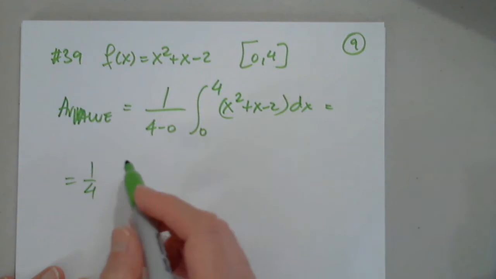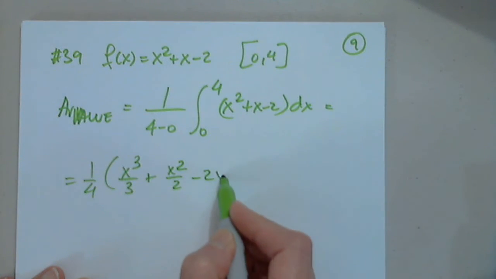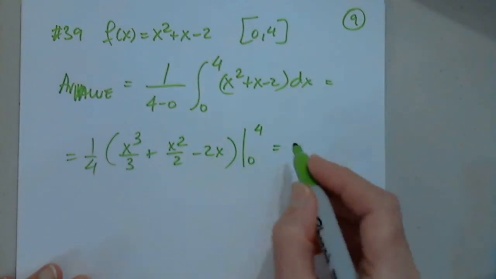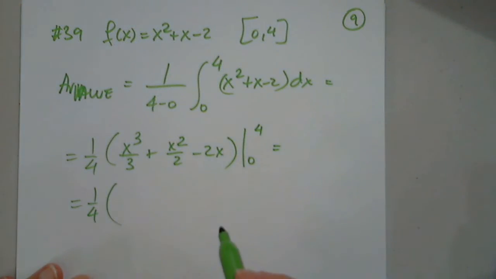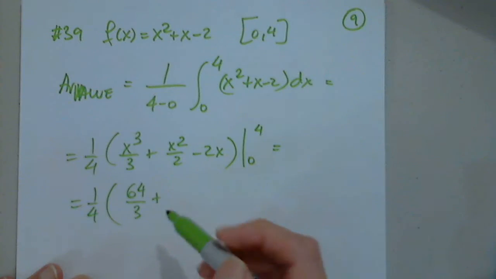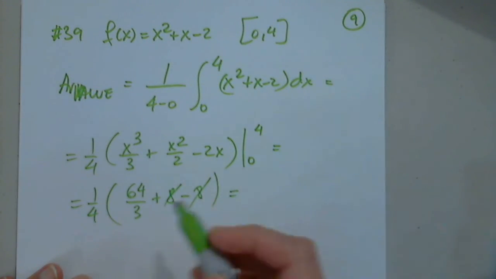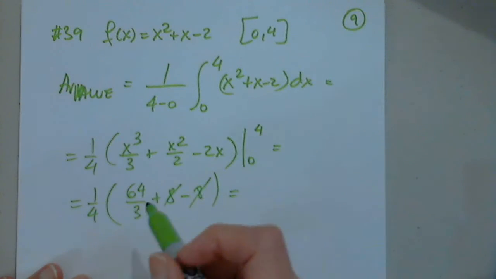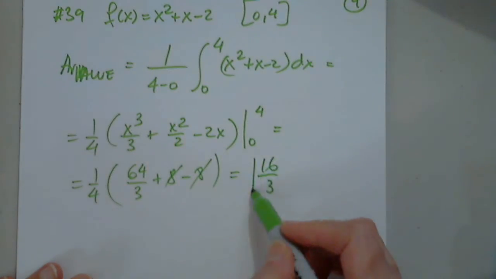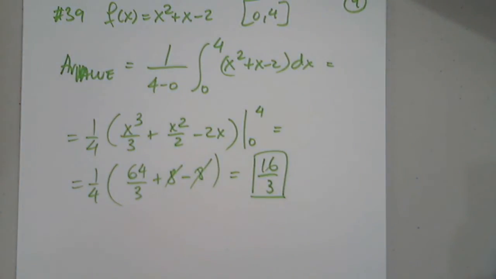So I have 1/4, and then x to the third over 3 plus x squared over 2 minus 2x from 0 to 4. I only need to plug in 4. I love that. So 64 divided by 3, 16 divided by 2, and minus 8. That's even nicer. So I'll simplify. So I have 16 divided by 3. This is the average value of this function on the given interval.